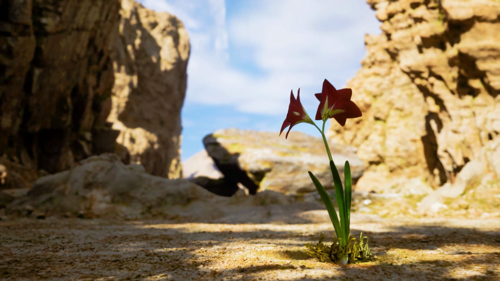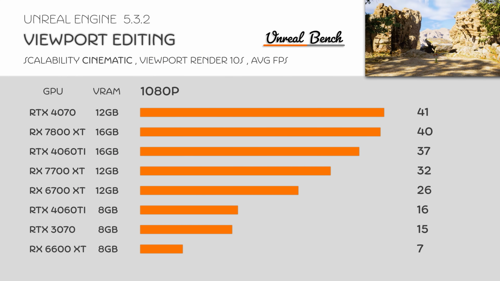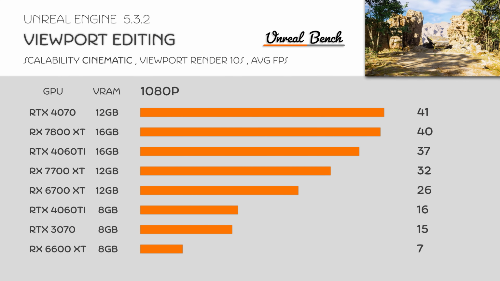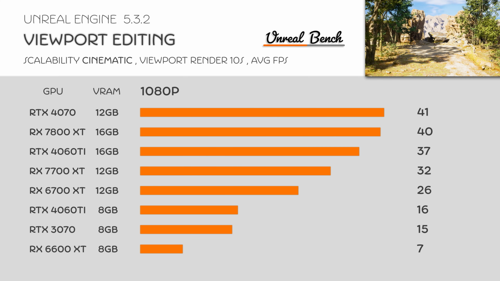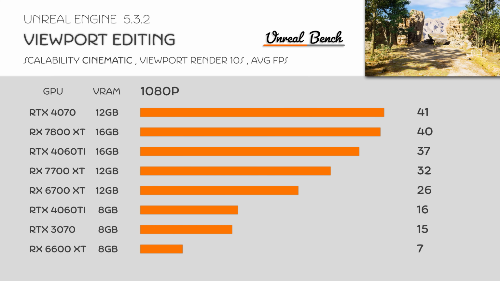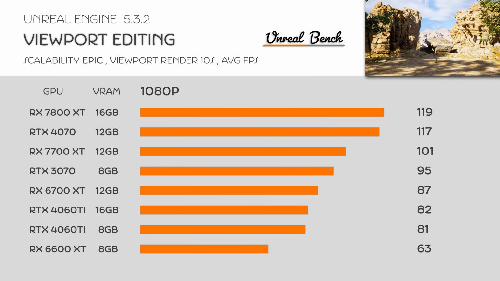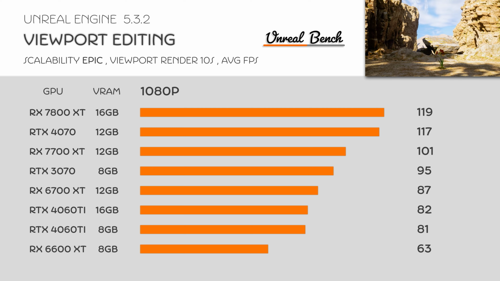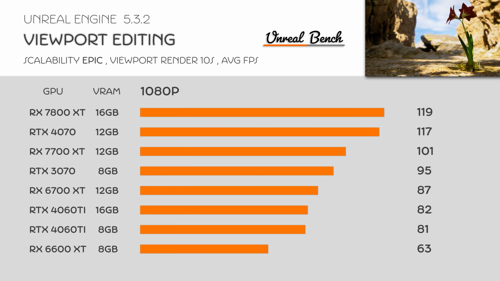In the second benchmark, we test the viewport with 4K textures and cinematic settings. 10.2 GB of VRAM is used by the card. All cards with only 8 GB have massive frame drops. If we lower the settings to Epic, only 7 GB of VRAM is required, then the cards that only have 8 GB run smoothly at 30 frames per second.